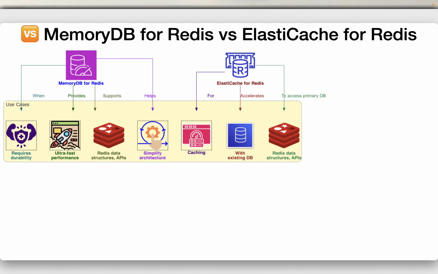MemoryDB for Redis and ElastiCache for Redis. So MemoryDB for Redis we are talking about, but there is one more service, which is the ElastiCache service, and it has an ElastiCache for Redis version also. So there is ElastiCache for Memcached and ElastiCache for Redis. ElastiCache is its own product, but MemoryDB is a separate product for Redis. So we'll see what the difference is and when we should use which. So this is versus. We'll do a comparison of when to use what.